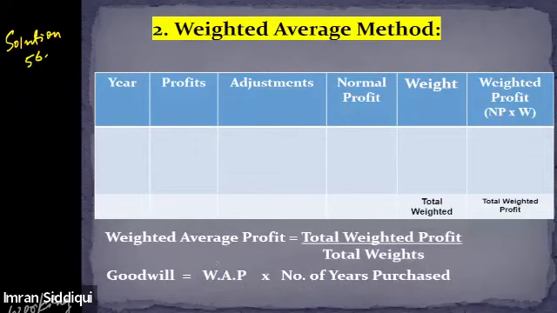Now the question arises, how do we actually calculate weighted average profit? To determine it, we prepare this kind of format. For example, profit for the last 3 years is given, for the years 2019, 2020, 2021. Let's suppose 1 lakh, 2 lakh, 3 lakh. If any adjustment is required, like if we have earlier debited any abnormal loss or abnormal income, then such adjustment will be made in this column. For example, we have included one abnormal income in the 2019 profit, so we need to subtract it. Abnormal income added earlier was 20,000, so we need to subtract 20,000.